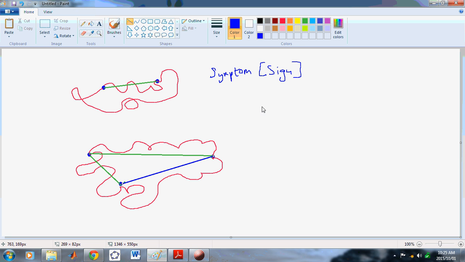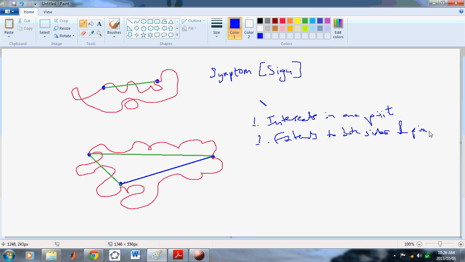Well, one, let's write this down. One, it intersects in one point. Two, extends to both sides of the point. And three, crosses the curve nowhere.